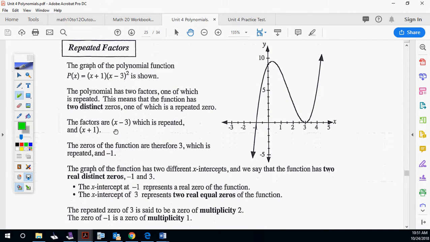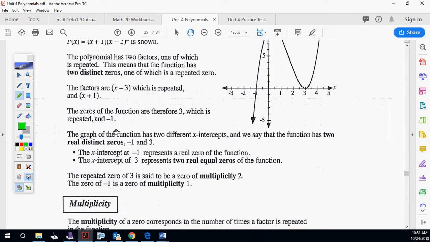This means that the function has 2 distinct zeros. See? It only has 2 zeros, one of which is repeated. The factors are x minus 3, which is repeated, and x plus 1. The zeros of the function are 3 repeated and negative 1, so we just write 3 and negative 1. The graph of the function has 2 x-intercepts. We say the function has 2 distinct zeros of negative 1 and 3.